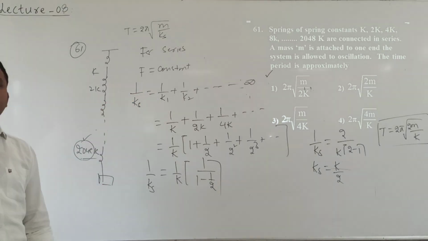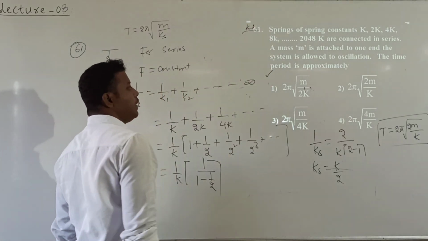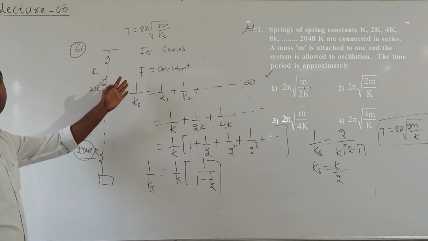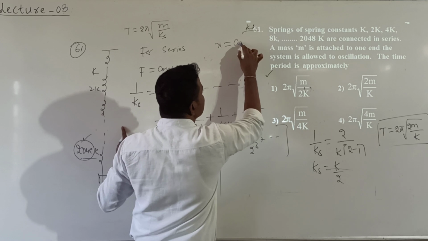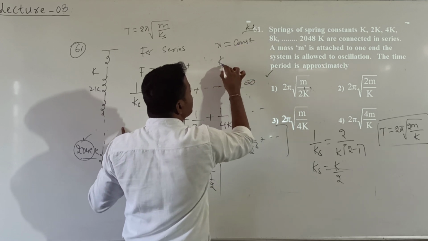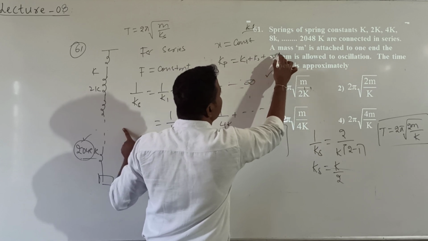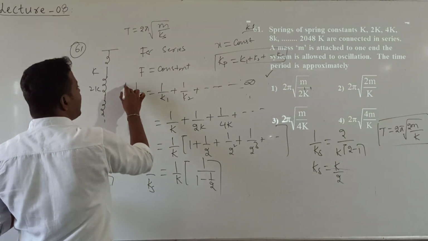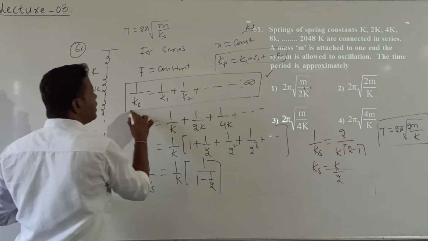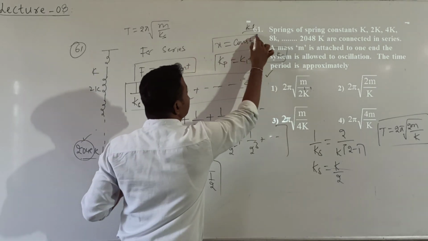Question number 61, very important model. Whereas for parallel, you know the formula. Whenever springs are connected in parallel, elongation value is constant. When elongation is constant, what is the formula for Kp? K1 plus K2 plus K3 plus so on. This is the formula for parallel and this is the formula for series. In series, force value is constant. In parallel, elongation value is constant.